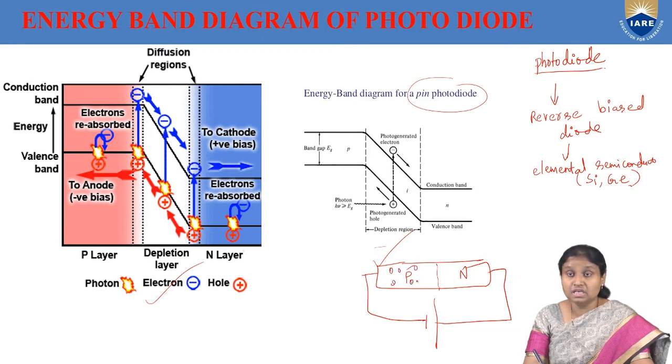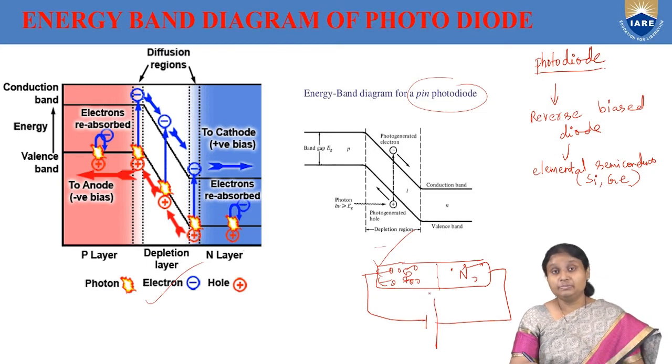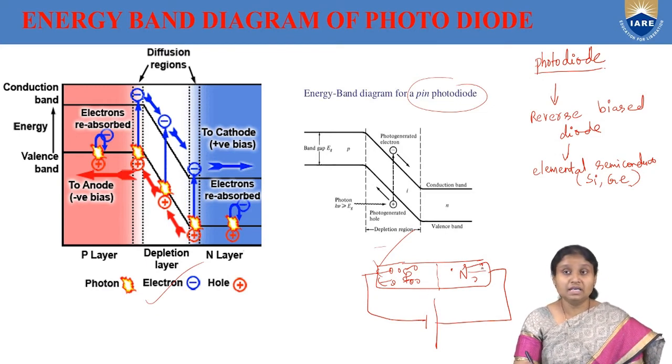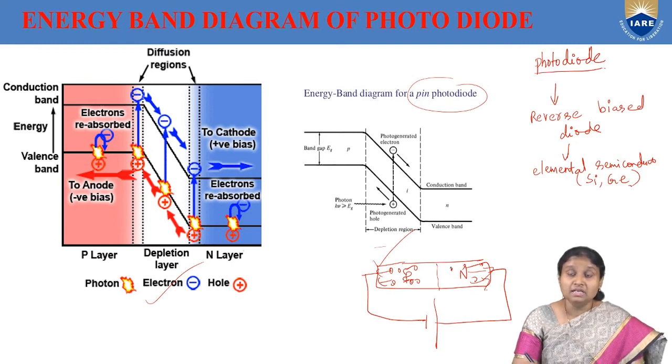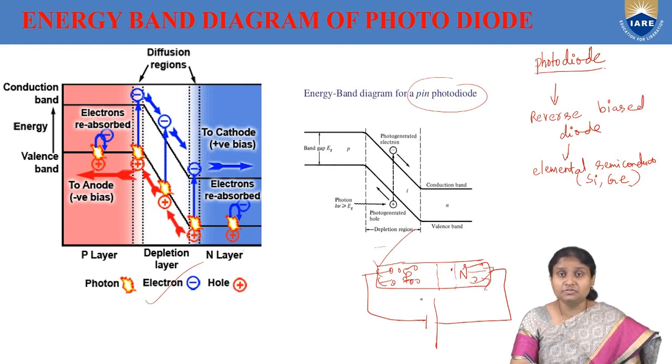Of course here we have holes, and here we have electrons. The holes start getting attracted towards the negative terminal, and they move away from the depletion layer. Similarly, electrons in n-type get attracted towards the positive terminal and move away from the depletion layer. Then what happens to the width of the depletion layer? It is increased.